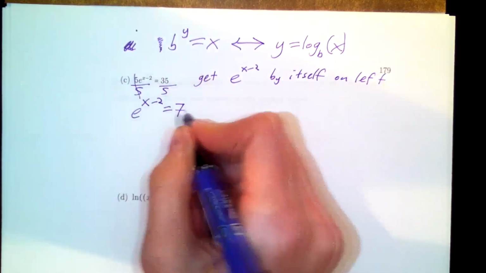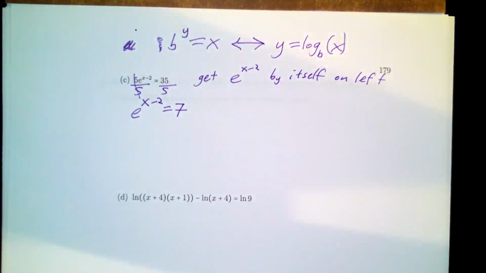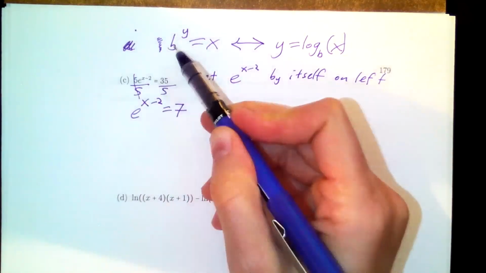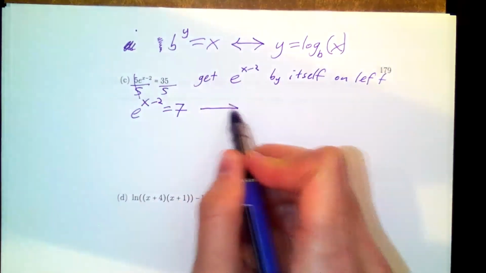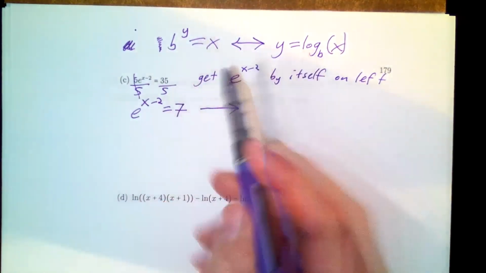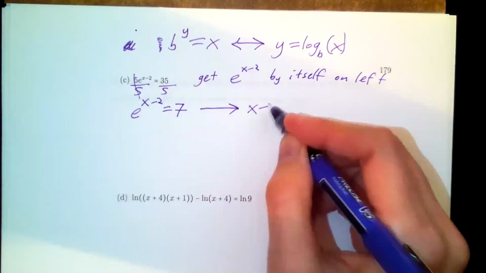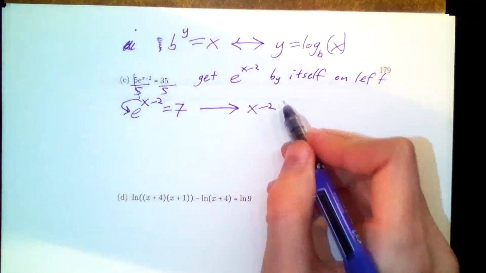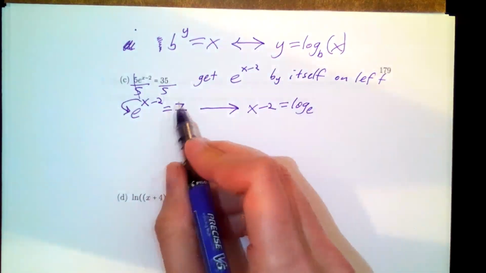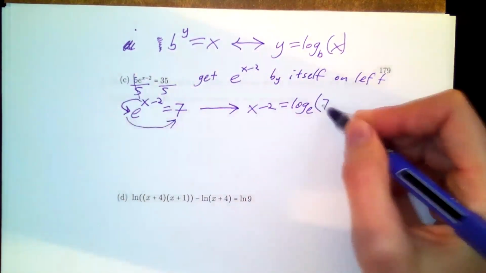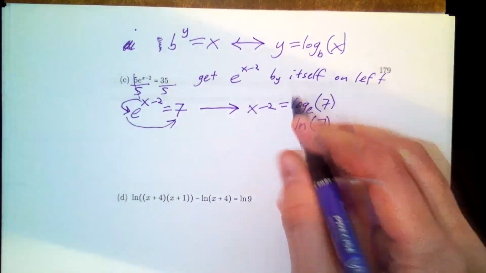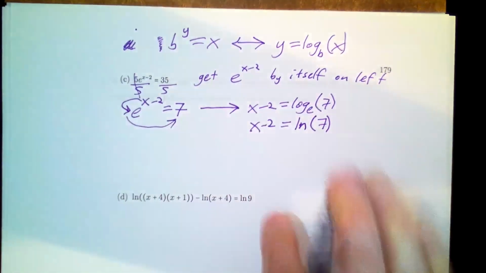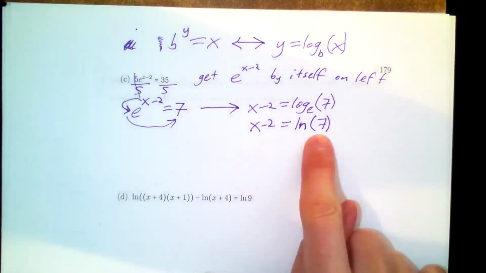35 divided by 5 is 7. So we get here. And now it's in this format where I have my base e to its power equals a number, and that's it. So now I'm going to do the conversion. I'm going to convert this into a log. You start on your power. x minus 2 equals log base e of 7. And remember, log base e is ln. That's our fancy log, natural log. And so I have this for x. x minus 2 is equal to ln of 7.